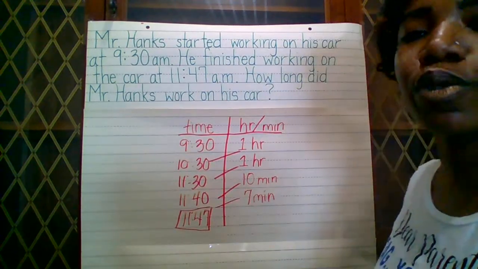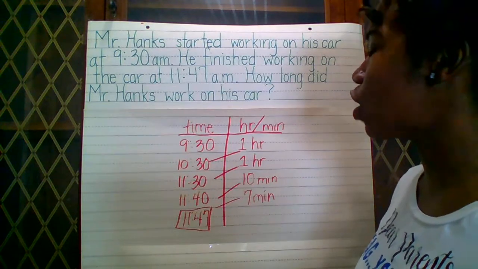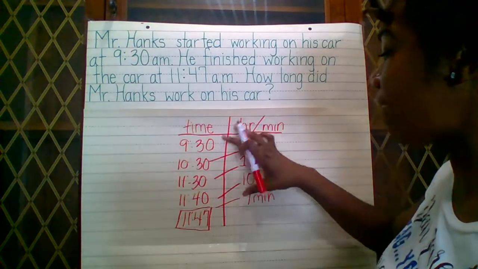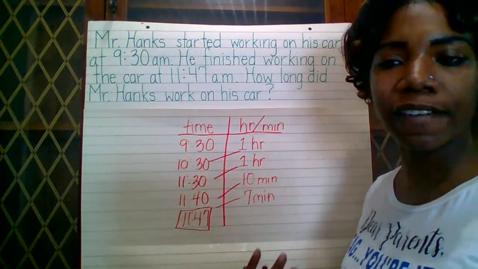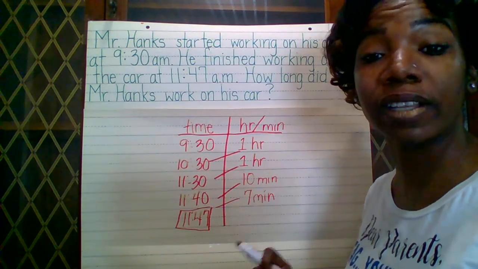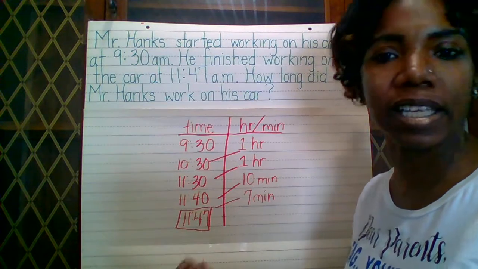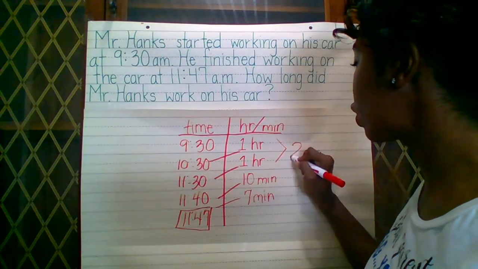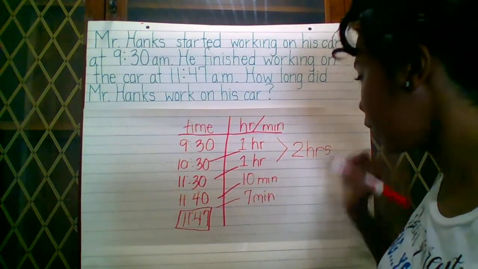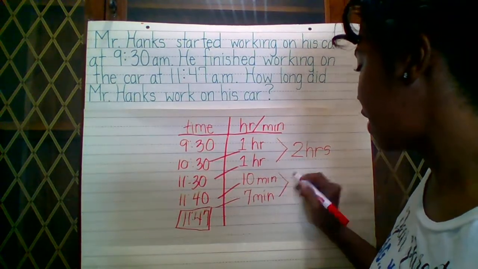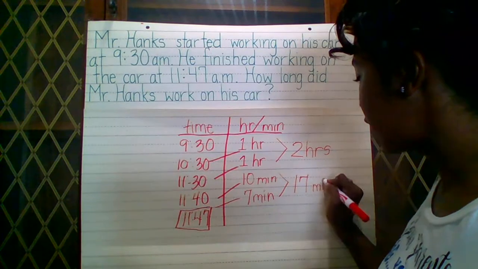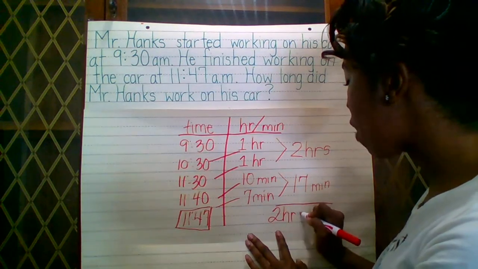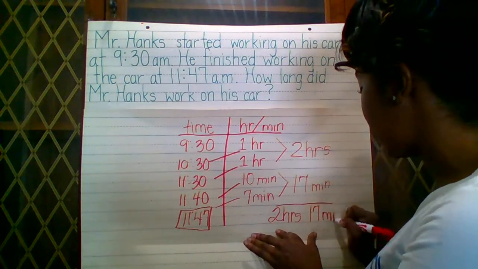So the next step we have to do is add up how long he was gone. Because the question asks, how long did Mr. Hanks work on his car? So now we have to add up our hours and our minutes to give us the exact time, or how many hours and minutes he did work on his car. So 1 hour plus 1 hour will give us 2 hours. 10 plus 7 is 17. So that's minutes. So total, he worked on his car 2 hours and 17 minutes.